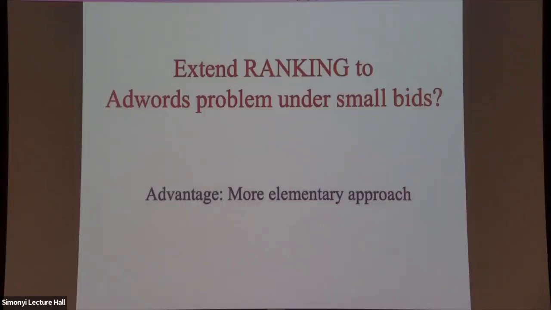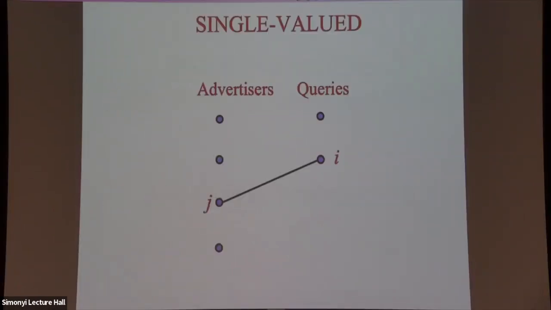It's very difficult to even think about it. So I extended it to single valued. What is single valued? Every advertiser makes bids of only one value, BJ. So it's not 0-1, it's BJ dollars for advertiser J. And advertiser J's budget is KJBJ, where KJ is the number of successful bids he can make.